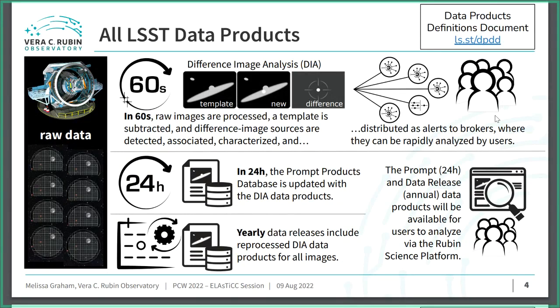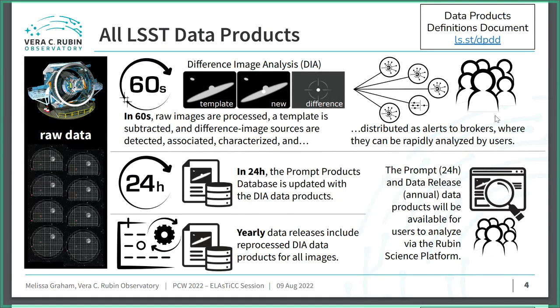Those packets of the alerts go to what we call community alert brokers. Those are independent software systems that are being developed specifically to deal with this flow of alerts, these millions of alerts per night, to sort through them, filter them, and make them available for users who want to do real-time science. So as someone interested in doing science in real time with Rubin Observatory, it's really the brokers that you're going to be interacting with to use the alerts that are made. And those are things like Antares and LSST and other brokers.